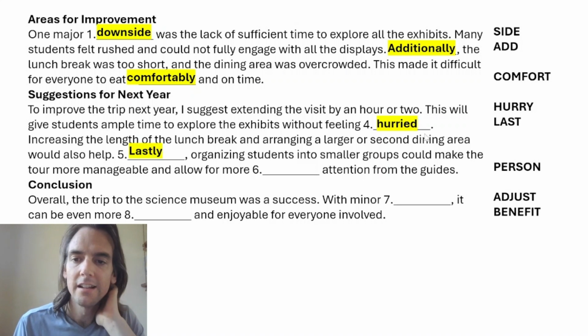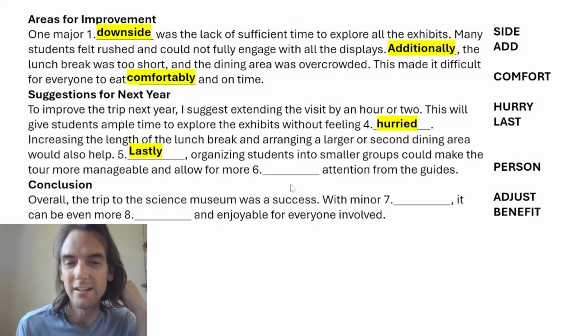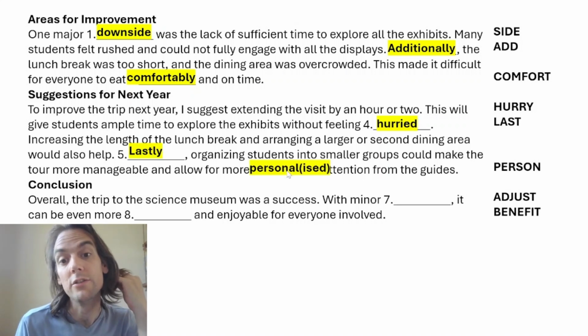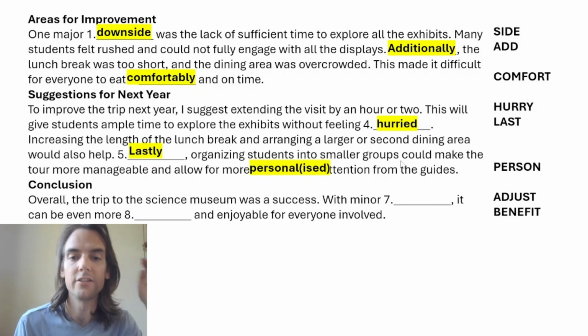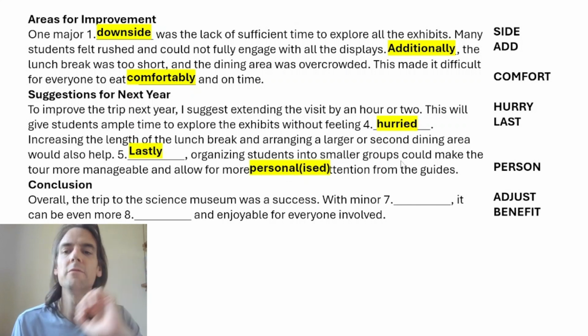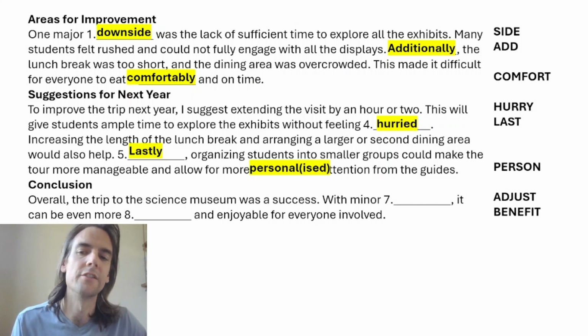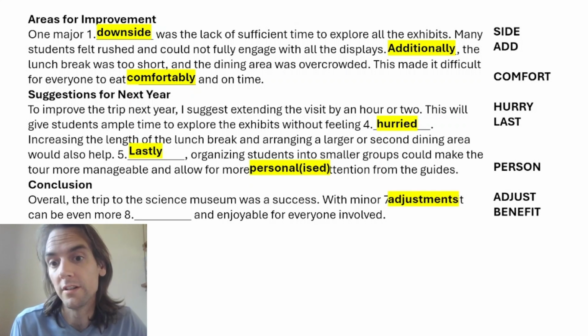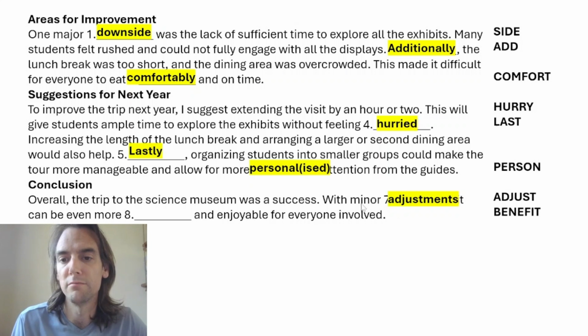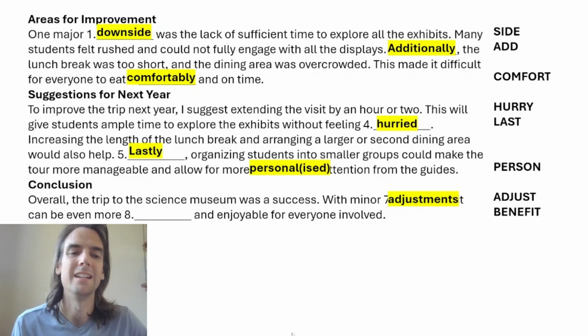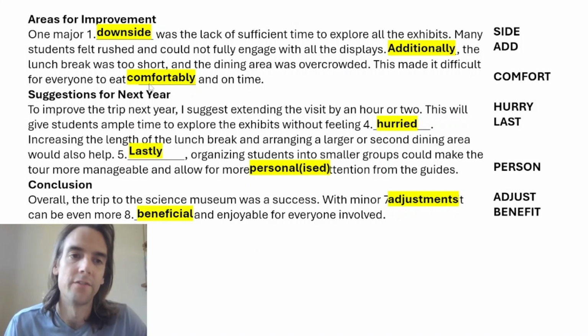Lastly. Number 6, you have a couple of options. I think the easy one is personal, but you can also say personalized attention. Both of those, I think, are acceptable. Number 7, typical one, adjustment, plural, because there's no article here, so minor adjustments. And number 8, another very typical one, benefit, beneficial with a C. So there we go. And again, it's very clear, isn't it?